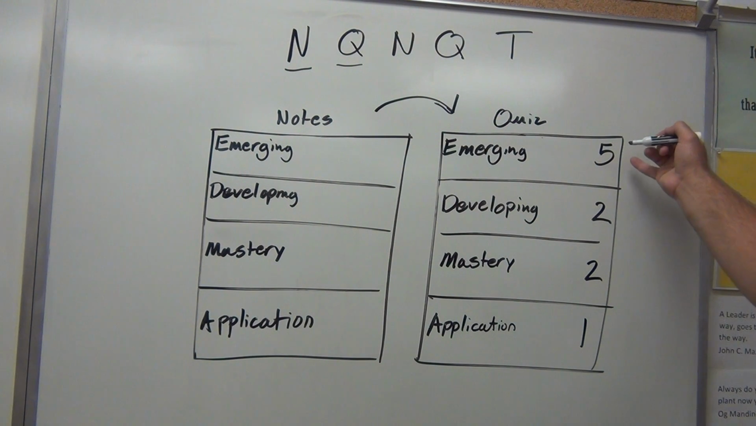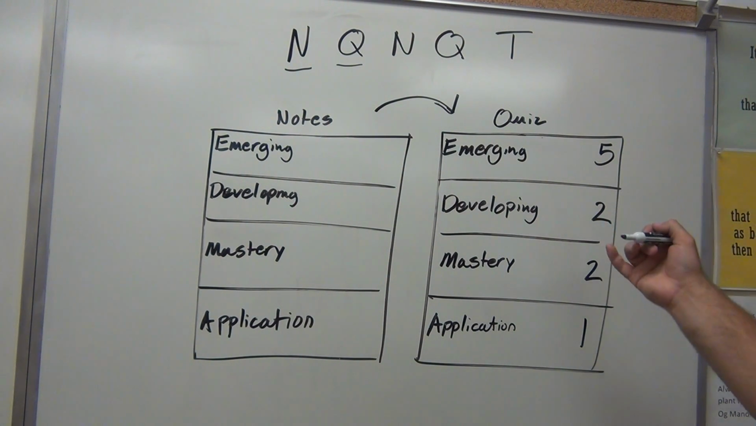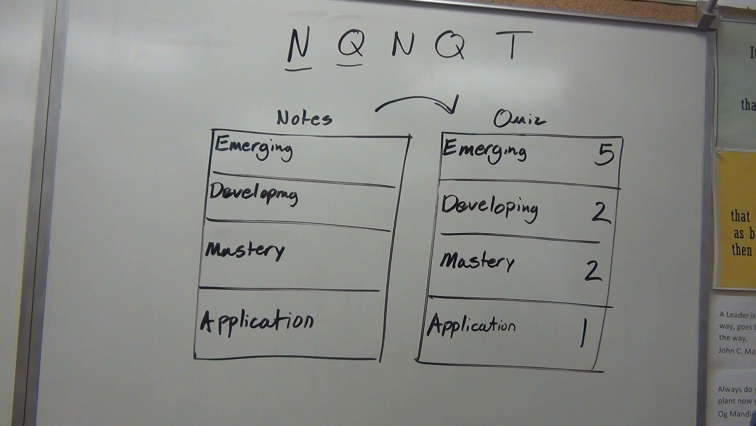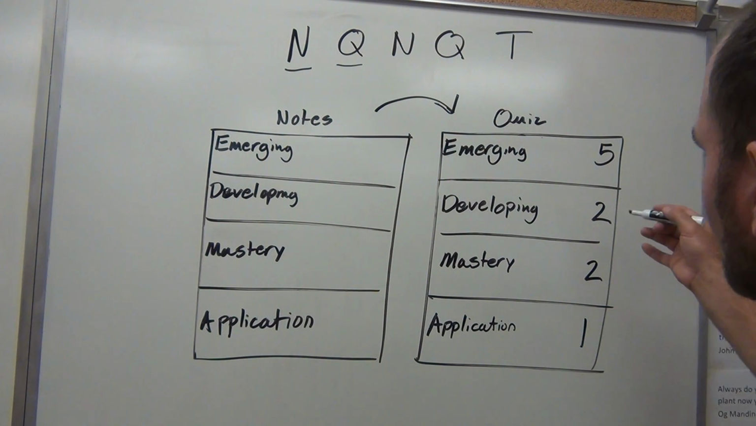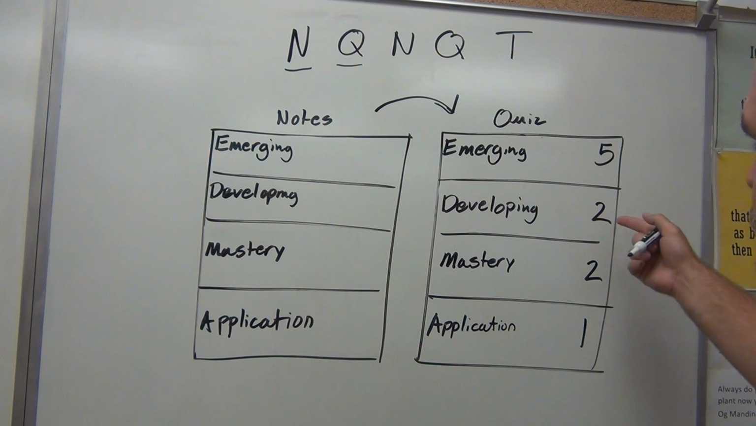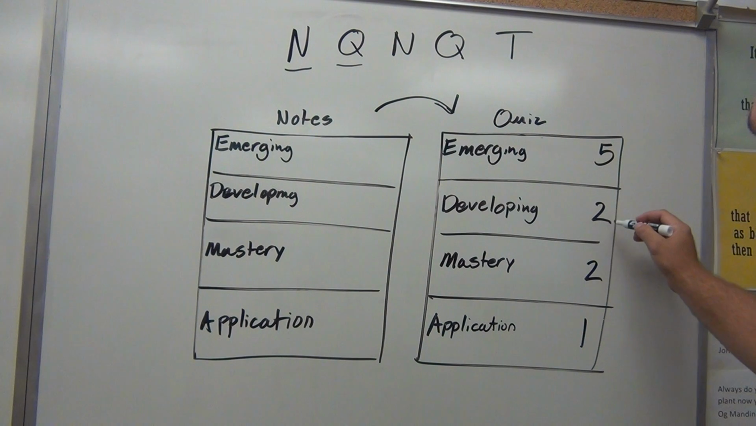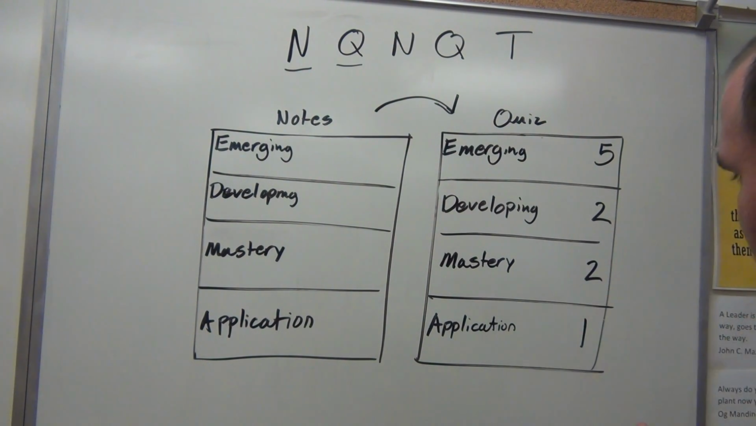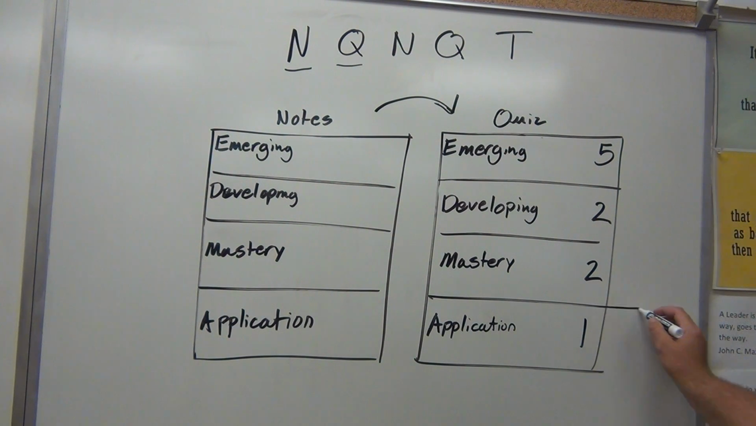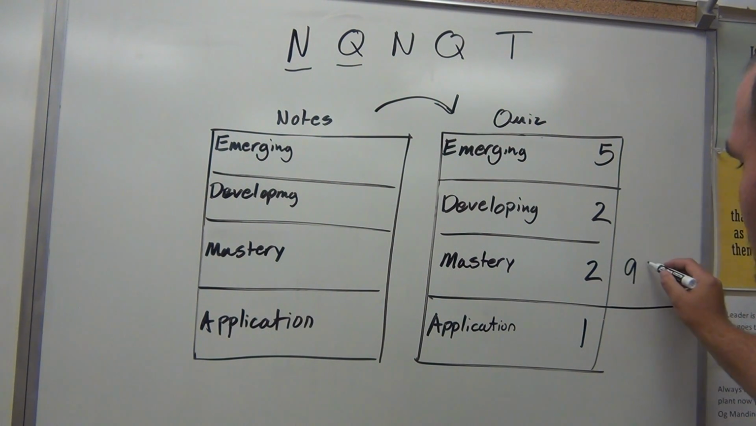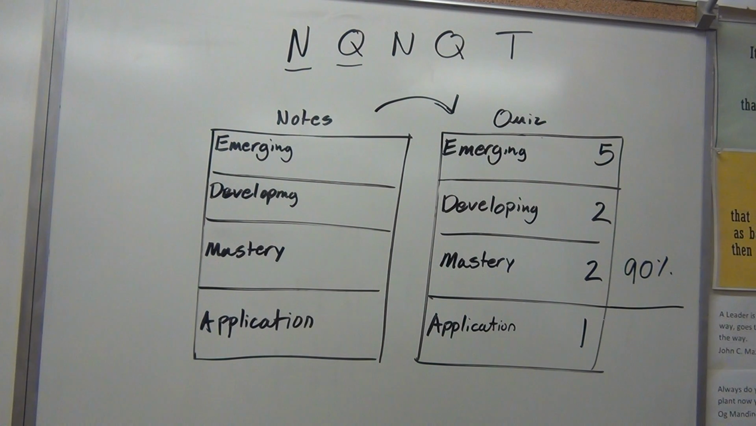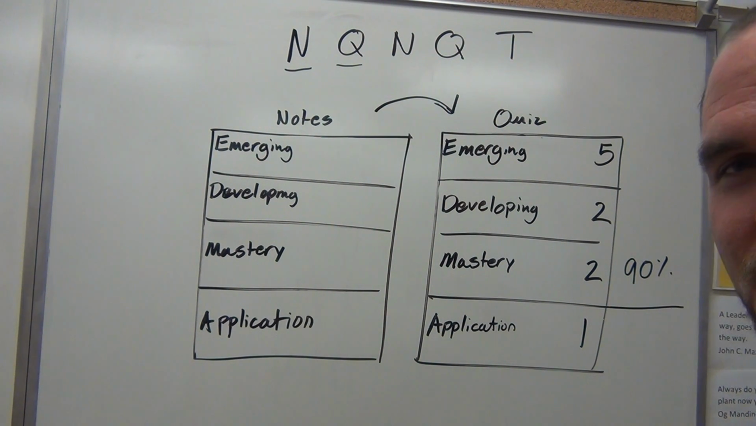These emerging points, the basic points, would give you 5 points if you can get the basic understanding of those points down. Developing, 2 points, because as you're going along, you can build on your points. Mastery is worth 2 points. Application is worth 1. So if you're able to get these problems here, you got a 90% on the quiz. But as some of the students will find out, that doesn't usually satisfy me.